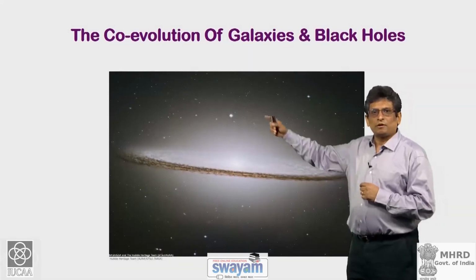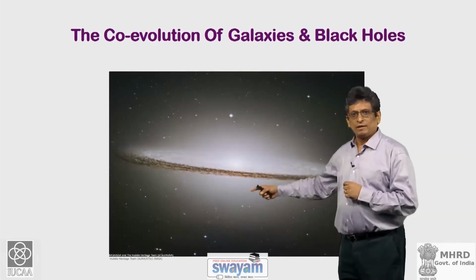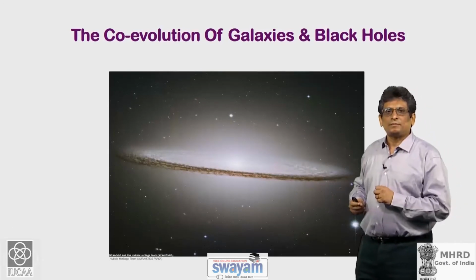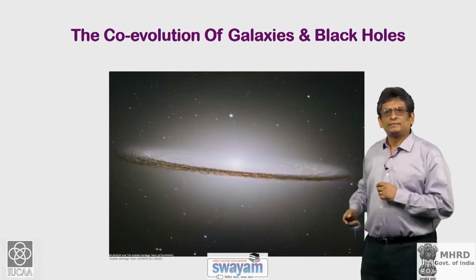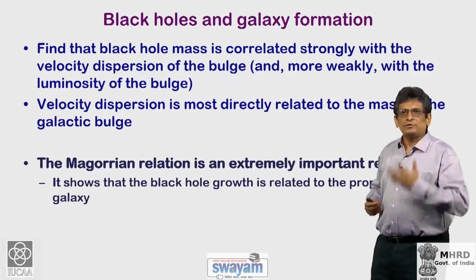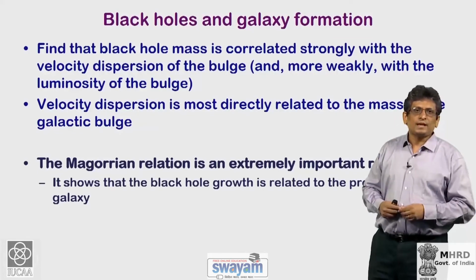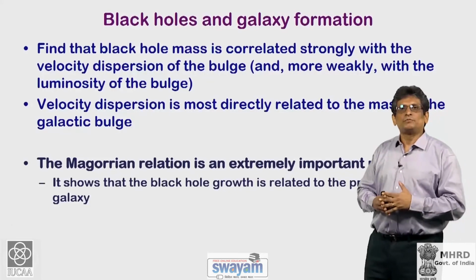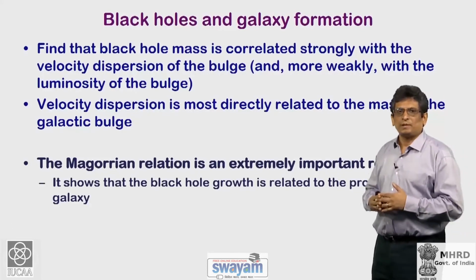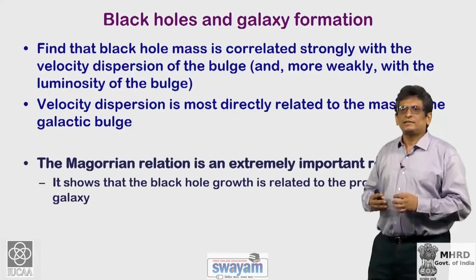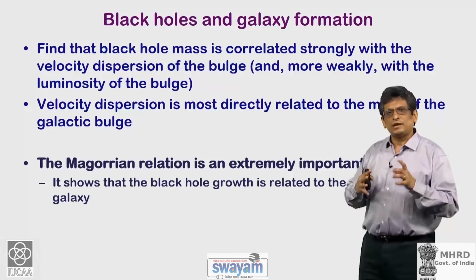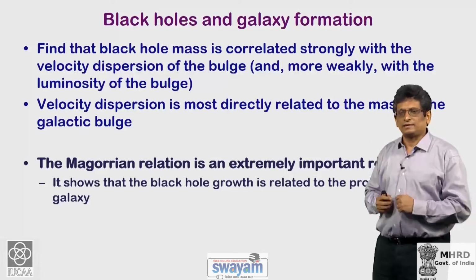The bulge of the galaxy is the one here, for example, that correlates with the mass of the central black hole, not the disk. That tells us something. And the interesting thing here is that the fact that the black hole mass correlates with the velocity dispersion or mass of the bulge is telling us that it is related. The black hole's genesis is related to the genesis of the galaxy.